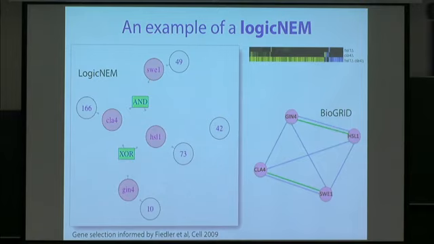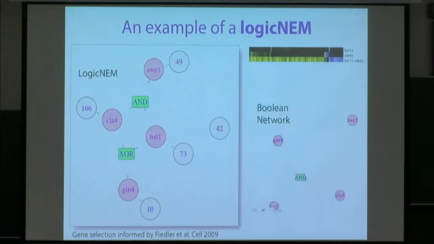So for example, if you take the genes here, the pink ones, and you look them up in an interaction database, they are just completely connected. There's no structure and there are no interactions. If you just use a Boolean network on the data, it's not connected at all. That just seems to do something wrong.